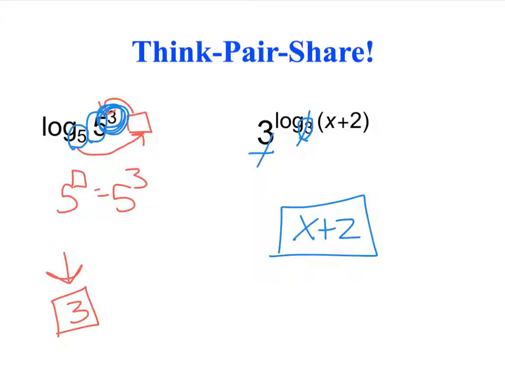Okay, that's it for this video, which was evaluating logarithmic expressions. So now you could try in your homework the converting and the evaluating logarithmic expressions.